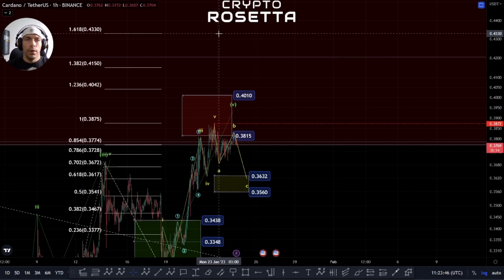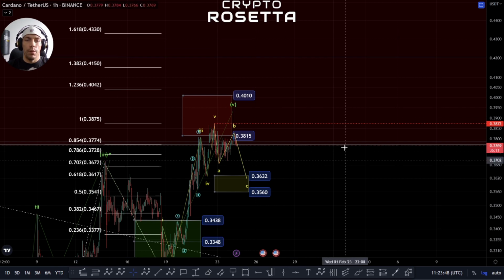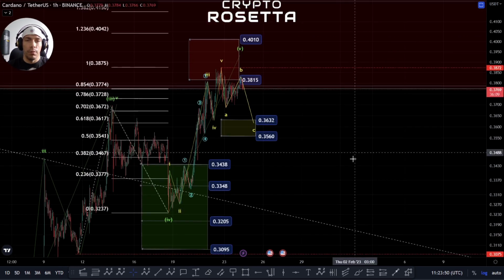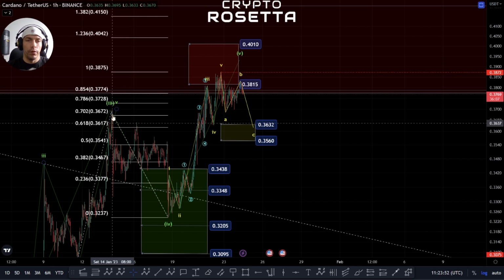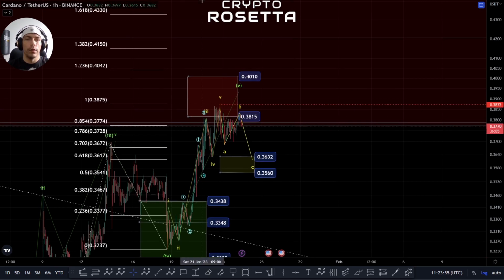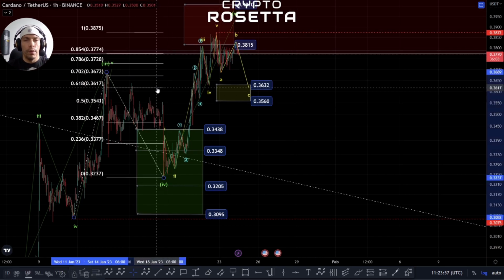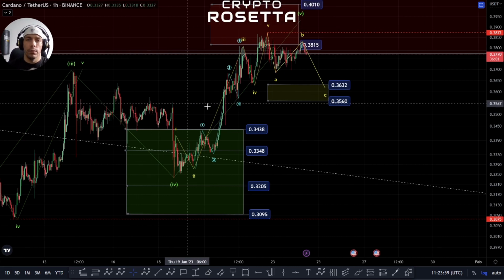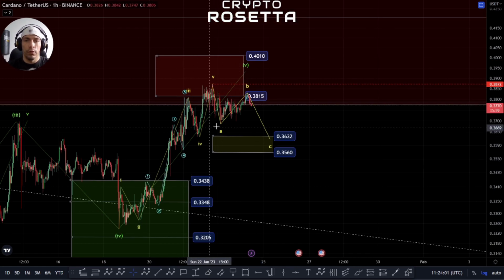We'd have to move up past this 4330, and that would then potentially mean we have some further extension in here where this is a 1, 2, and then we're actually looking to push up. So this is my primary count and what I'm sort of looking for within this structure.